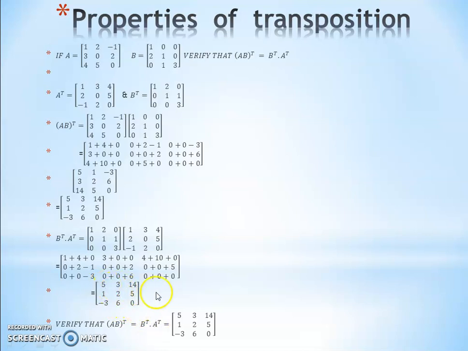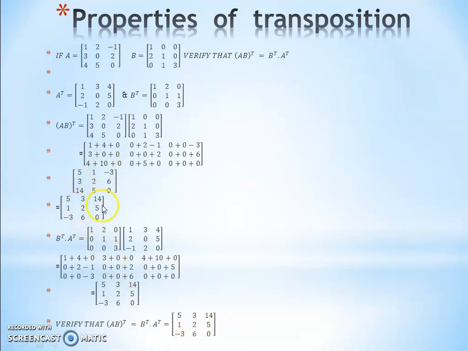So transposing this, row 1 is converted into column 5 1 -3, and 1 2 5 we have to convert into a row, so -3 6 0. So we derive the final answer, that is (AB) transpose is equal to B transpose into A transpose. Using this, we have to take the properties of transposition very clearly: A transpose, B transpose, then (AB) transpose, then the final format is 5 3 14; 1 2 5; -3 6 0.